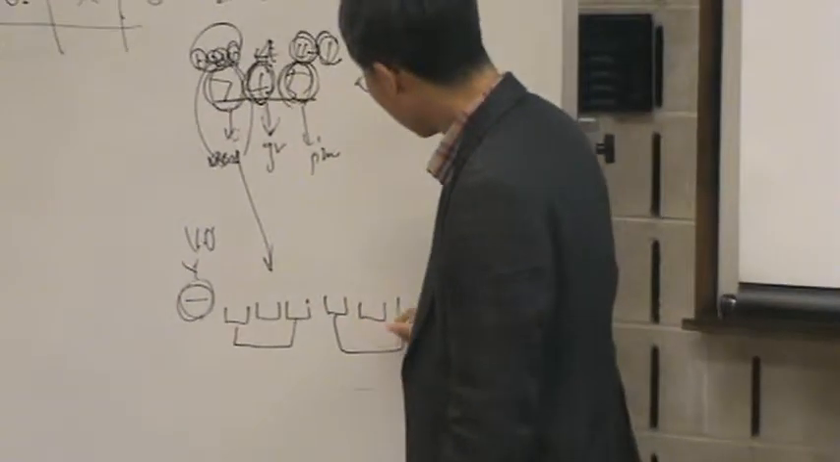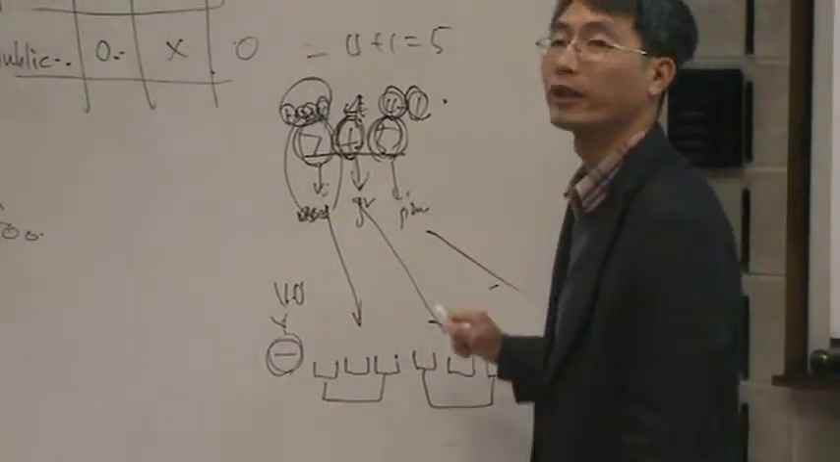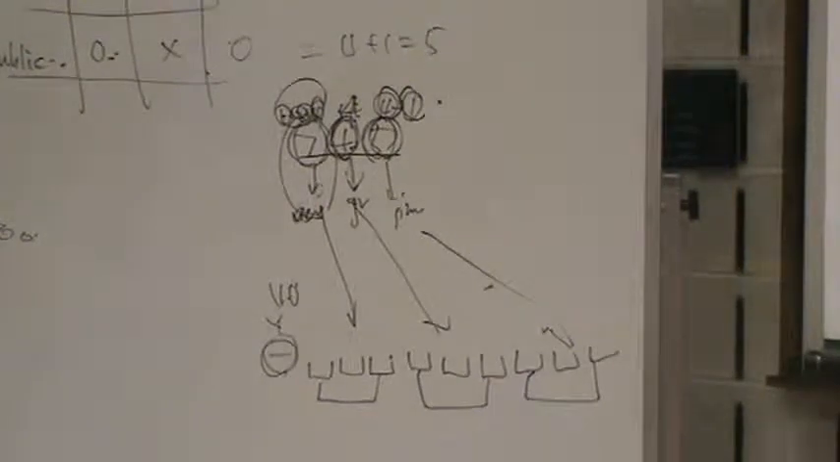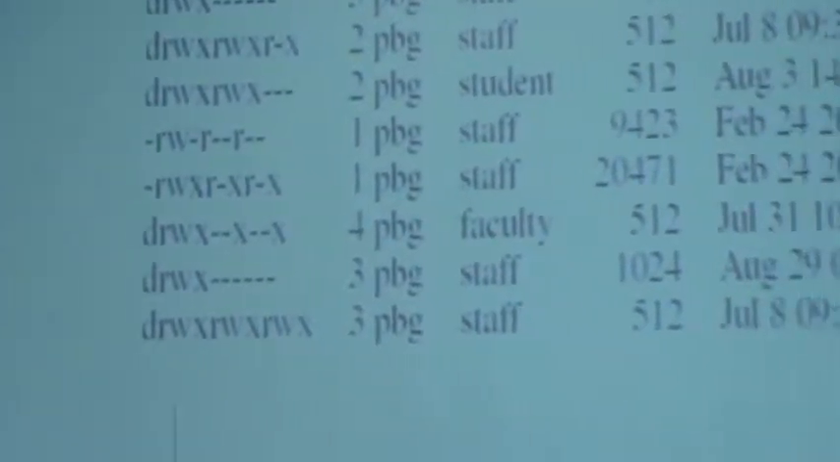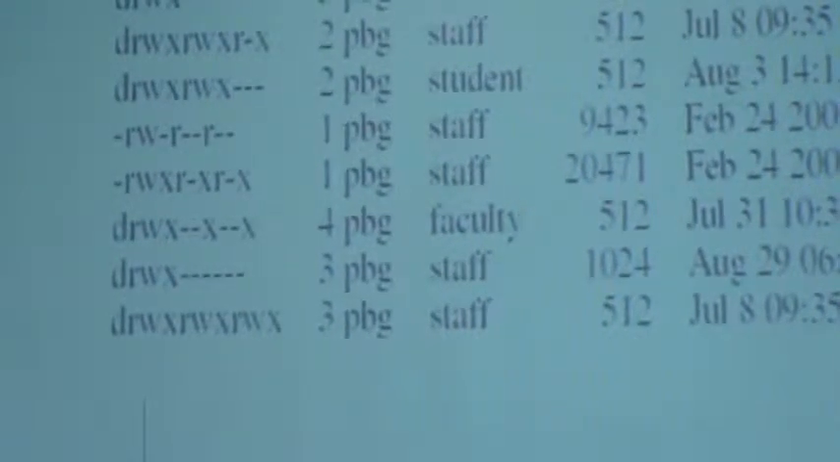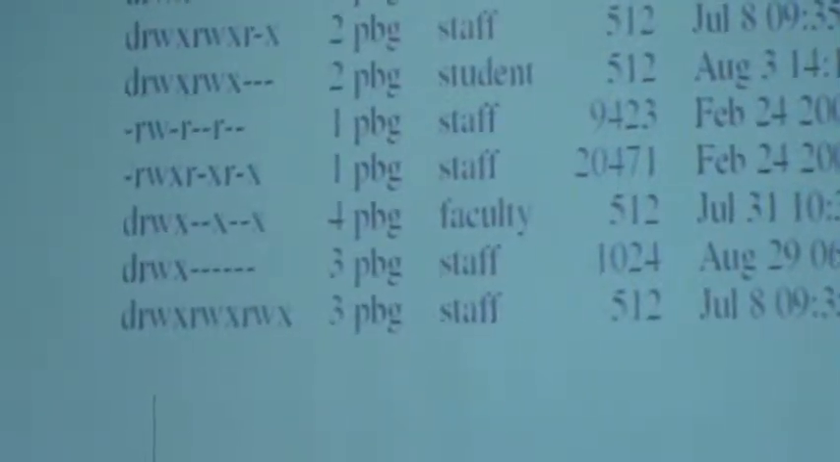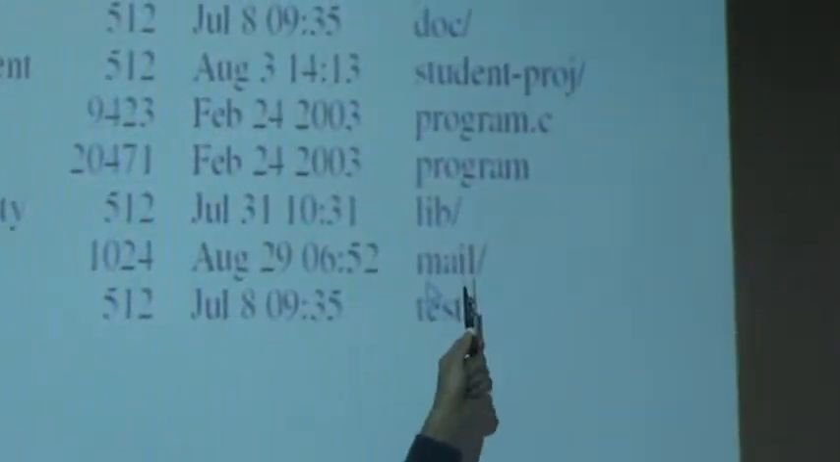The first 3 bits represent owner permission. The next 3 bits represent group permission. And the last 3 are public. So for example, for this file, program, what is the permission for group? This is a very good example for the final exam, right? The group has R and X, which means read and execute. So the group can read the file program and also execute it. However, it cannot modify the file.